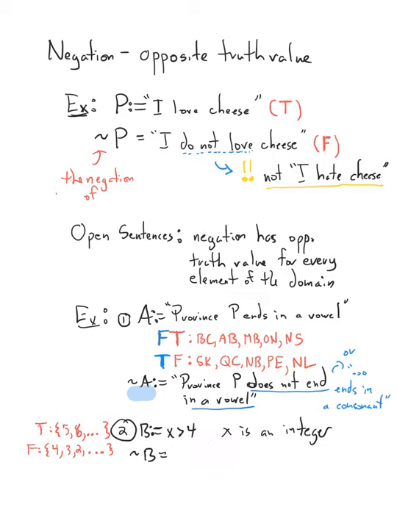So we worked out the truth values for the statement B. Now we want the statement that has the opposite truth values.